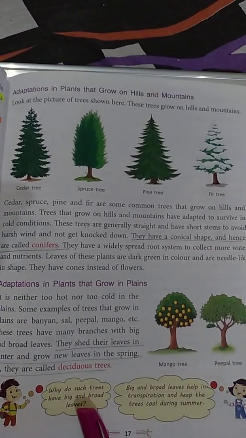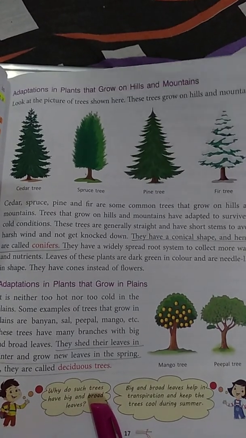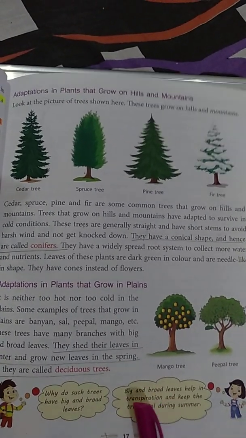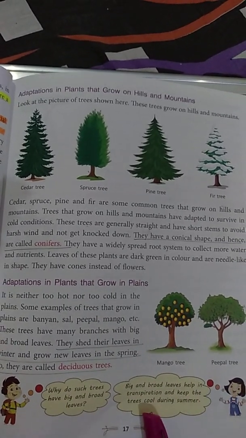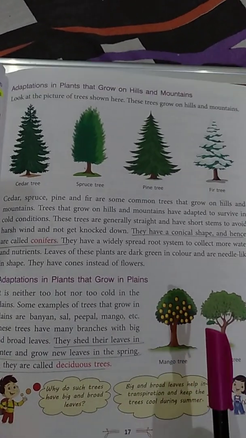Why do such trees have big and broad leaves? Because big and broad leaves help in transpiration and keep the trees cool during the summer season.